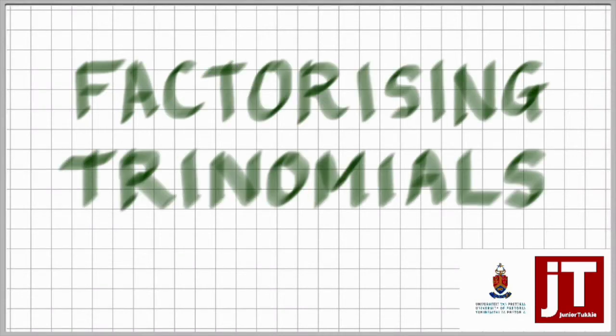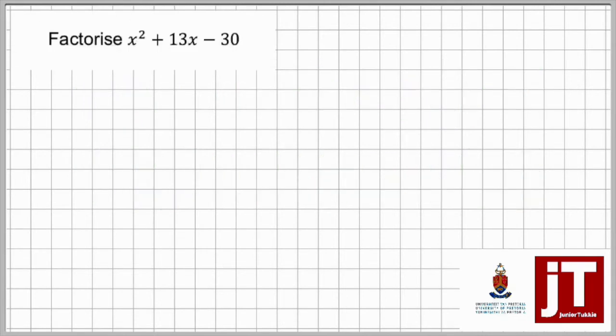In this part, we're going to be looking at trinomials that have a negative constant. Unlike the previous video where the constant was always positive, in this video the constant will be negative. The first problem says, factorize x squared plus 13x minus 30.